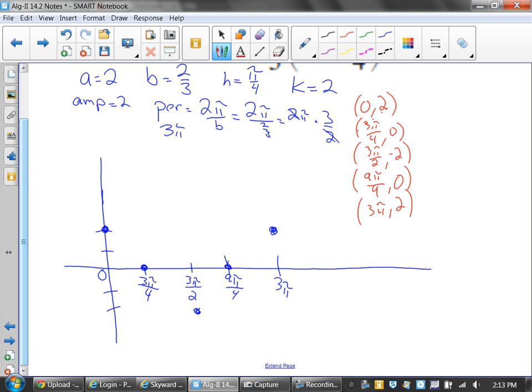So what's 0 and a 4th? 1/4. So as I'm shifting my ordered pairs, I'm going to get pi over 4, and my vertical shift is 2. So I have to do what to the y values? Add 2. So I have pi over 4 and 4. 3 pi over 4, or 3/4, and a 4th is how much? So I have pi, 2.